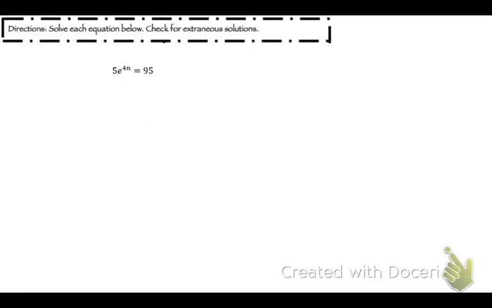Cool? Let's do this one. So first I need to get the e by itself. So I'm going to divide by that 5. So you get e to the 4n equals 19. Which is ln of 19 equals 4n if you change that. So ln of 19 is 2.9444, and that's approximately 4n. Divide by 4, so you get n is approximately 0.7361.